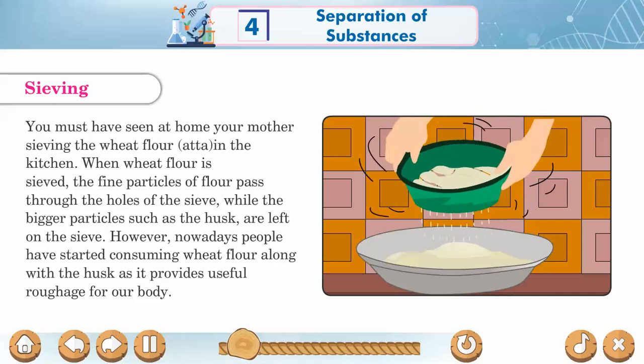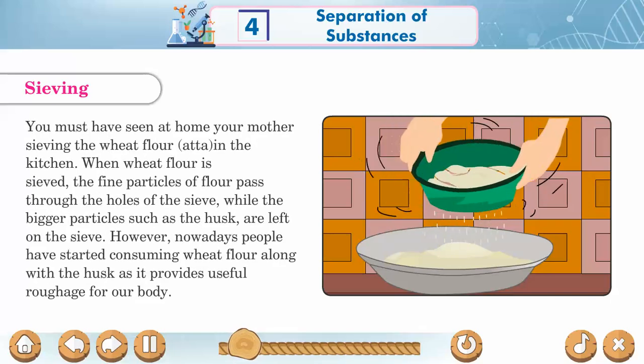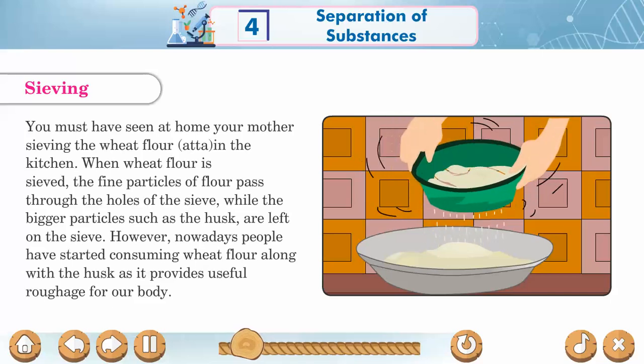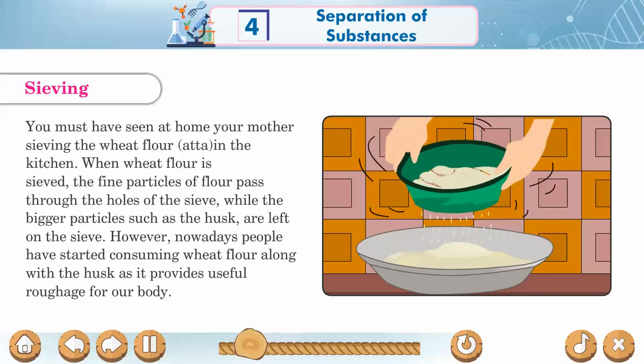You must have seen at home your mother sieving the wheat flour, atta, in the kitchen. When wheat flour is sieved, the fine particles of flour pass through the holes of the sieve, while the bigger particles, such as the husk, are left on the sieve. However, nowadays people have started consuming wheat flour along with the husk as it provides useful roughage for our body.